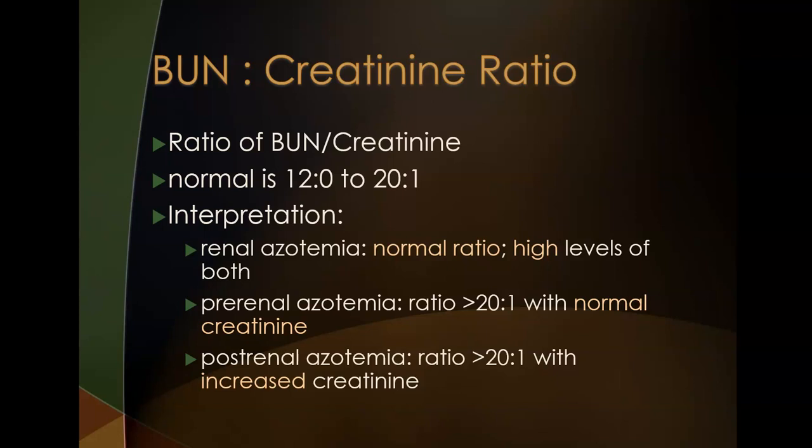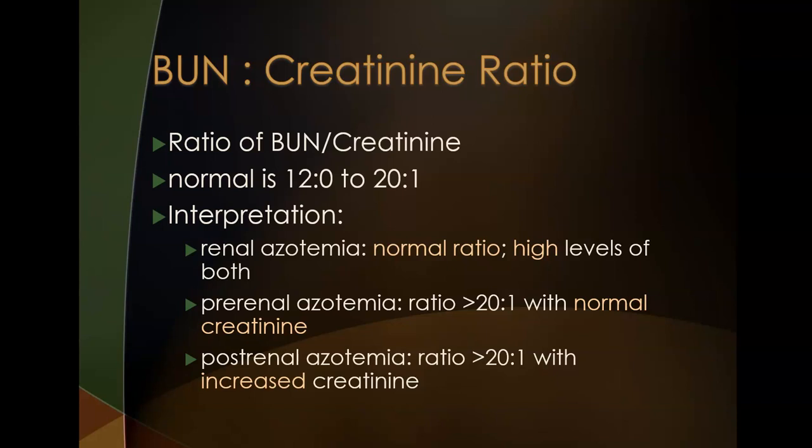So in renal azotemia, the ratio is usually normal, like 12 to 1, but you'll have high levels of both BUN and creatinine. So normal ratio, but high BUN and high creatinine. For example, if you had a ratio of 10, but a really high BUN and high creatinine, because they rise proportionally, the ratio stays normal. So that would indicate problems with the kidneys, renal azotemia.